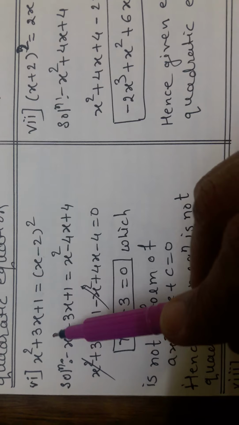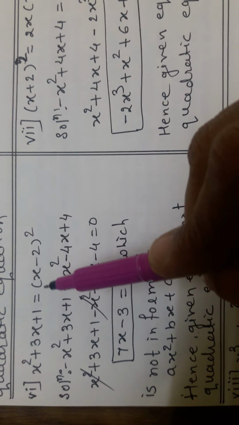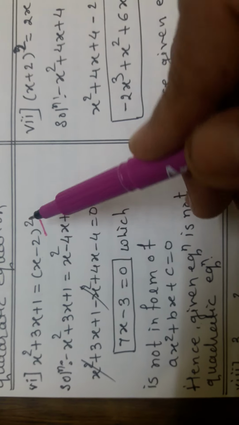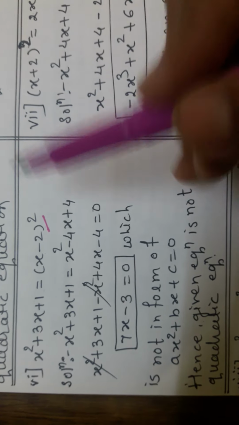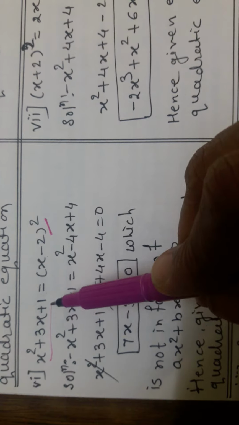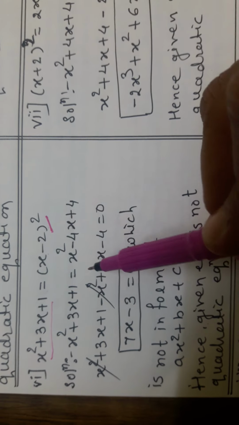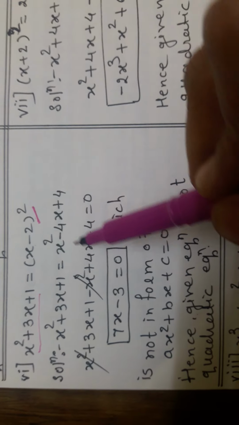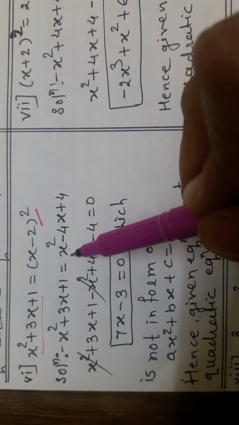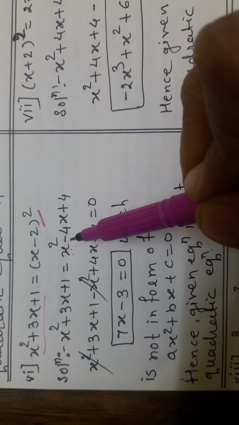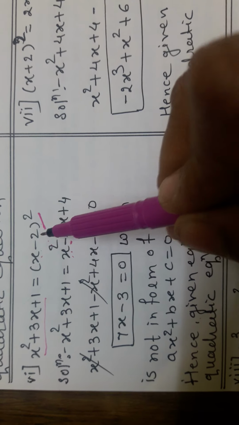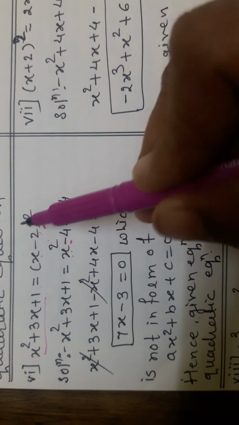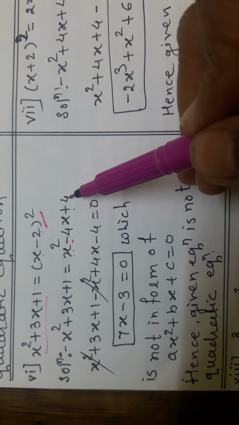Sixth problem, x square plus 3x plus 1 is equal to x minus 2 whole square, and here we have to use the second identity a minus b whole square. Left hand side is already solved, there is no bracket and nothing is there. So we have to solve only the right hand side, that is using the second identity. First term square x square, middle term is minus 2 into first term into second term, means minus 4x. Then third term is plus, second term square, means minus 2 square is a plus 4.